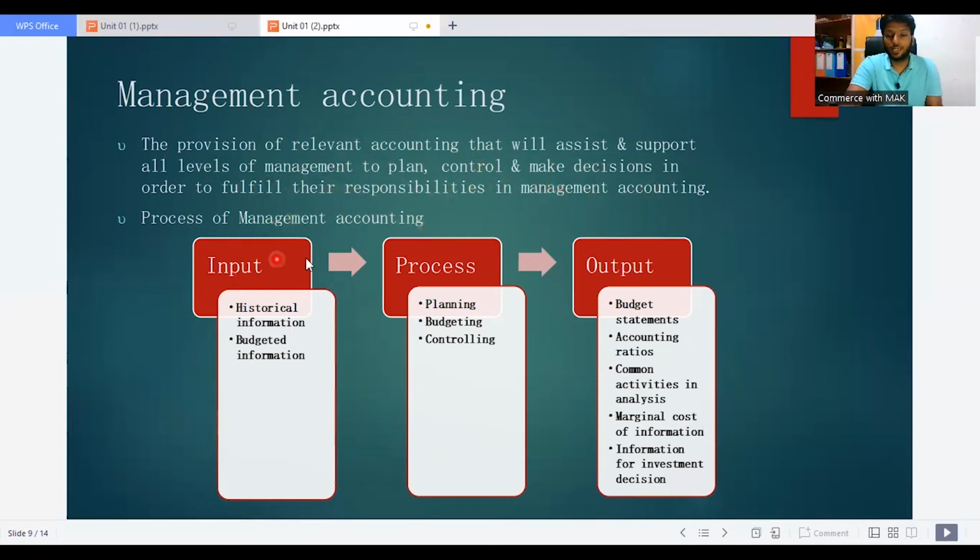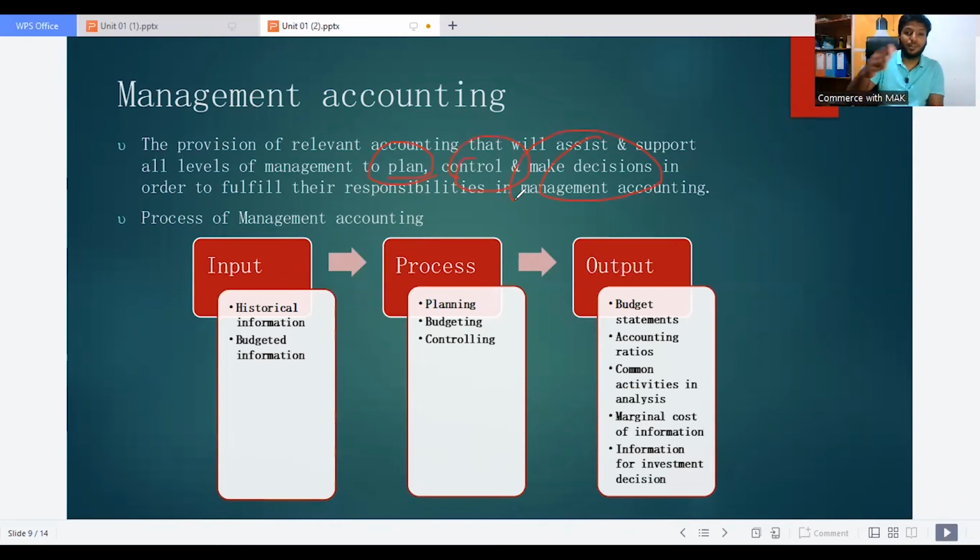So the process of management accounting has input, process, output. As I said, management accounting is about planning, which will happen in future. And you can see, when I said which will happen in future, I have the terms plan, control, and make decisions. So you have a plan, and then you have the term control. You can make decisions, and also you ensure that these responsibilities are carried out in a proper manner, whether you are achieving it or not. So input: historical information, budgeted information. So you take the past data, you take the future data, you process both of that, and then you plan, you budget, you control. Then finally you get a few outputs: budgeted statements, accounting ratios, common activities analysis, marginal cost information for investment decisions.